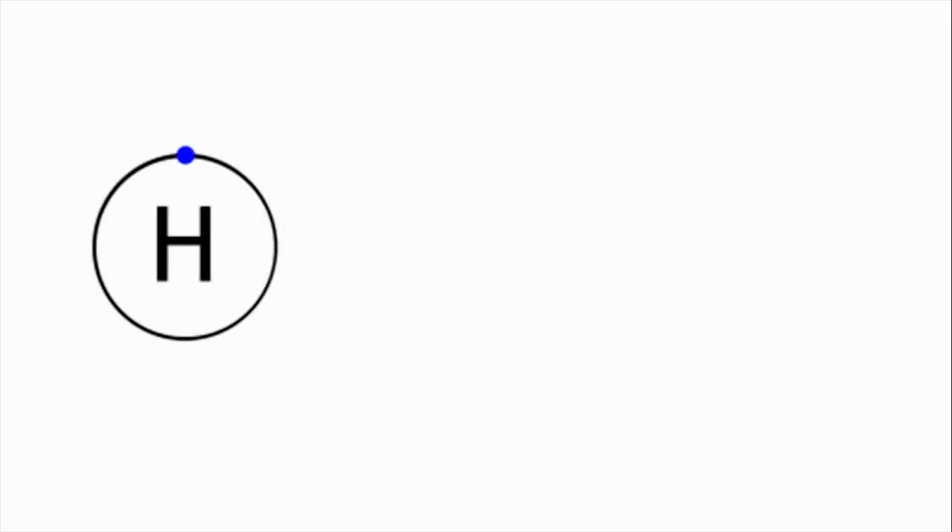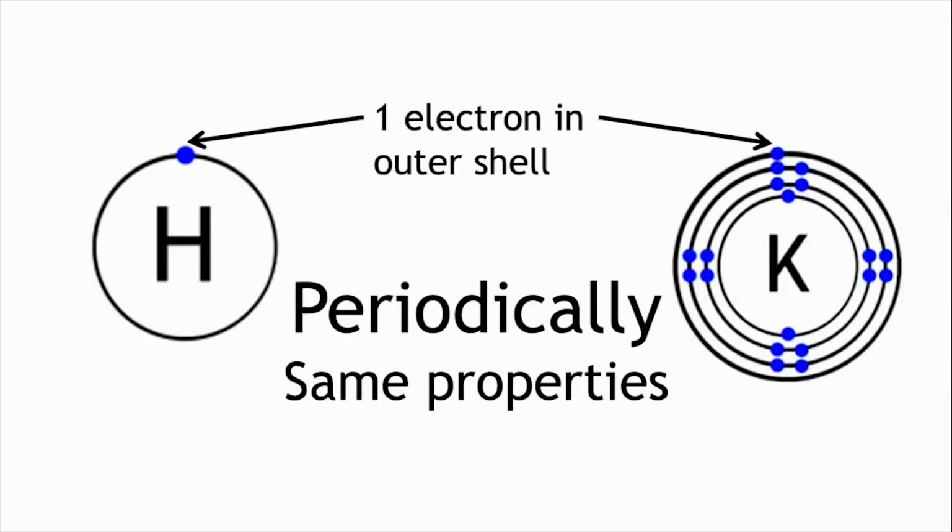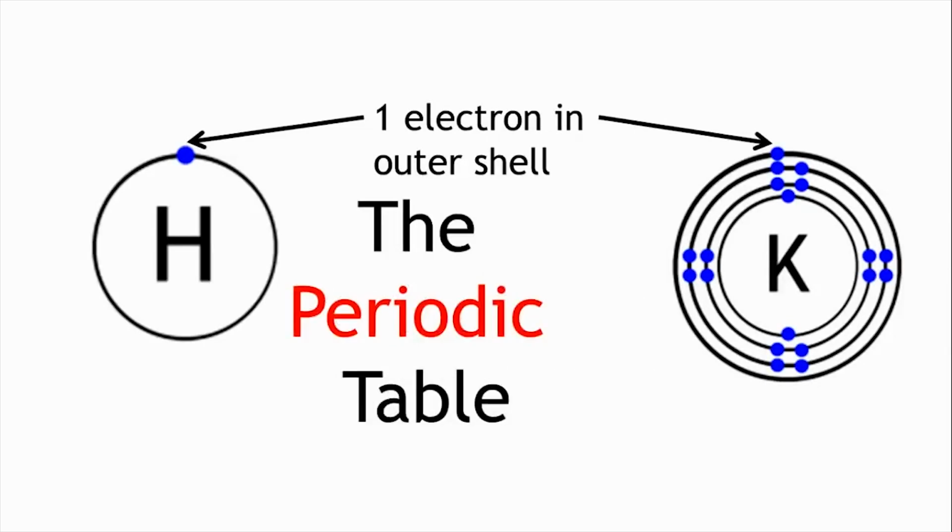As you move from the light elements to the heavy elements, you keep periodically coming across the same properties, which is why it's called the periodic table. The recurring properties are organized so that you can easily see similarities between elements.